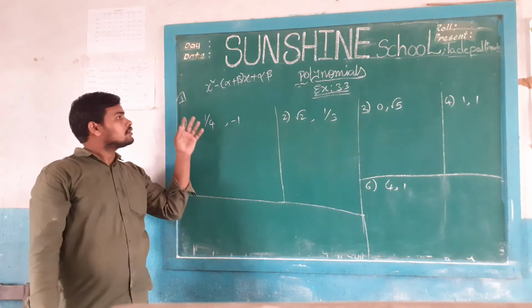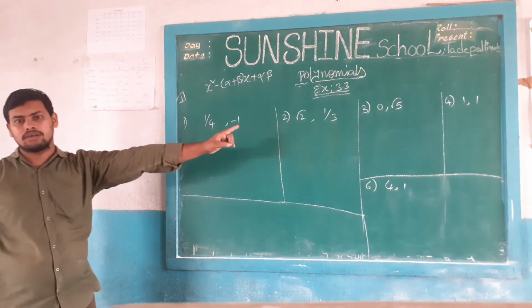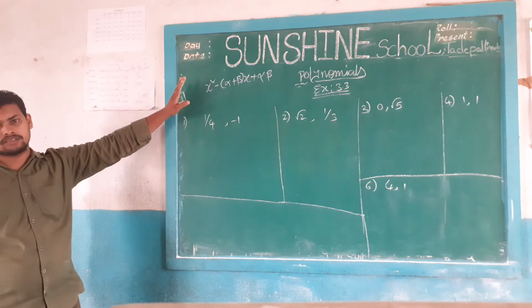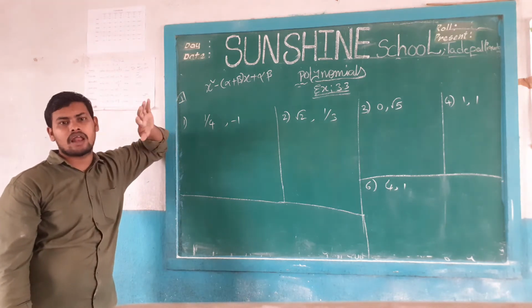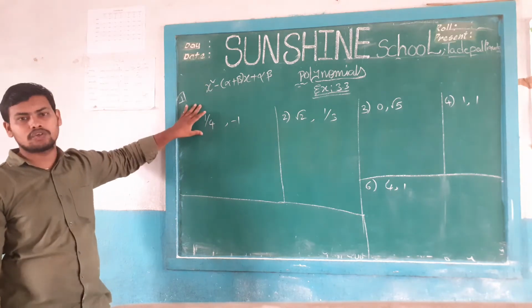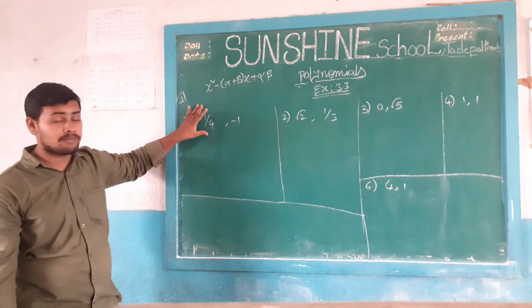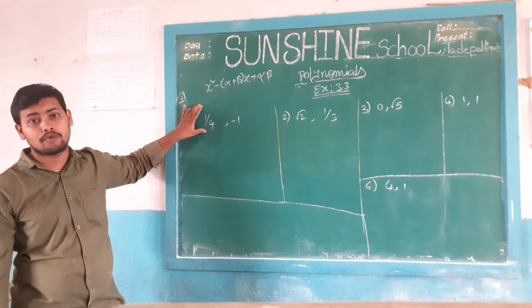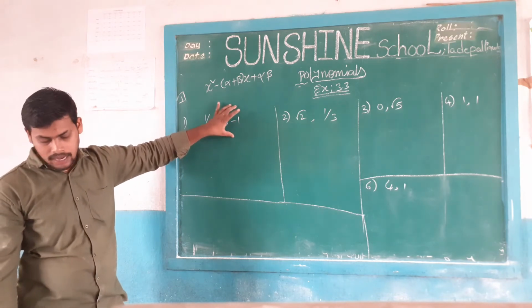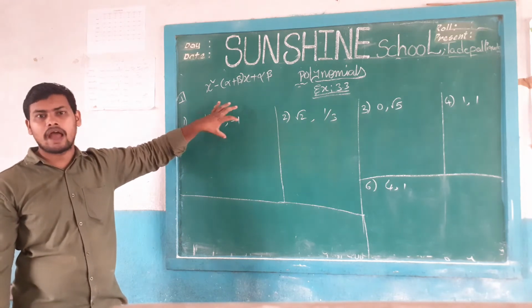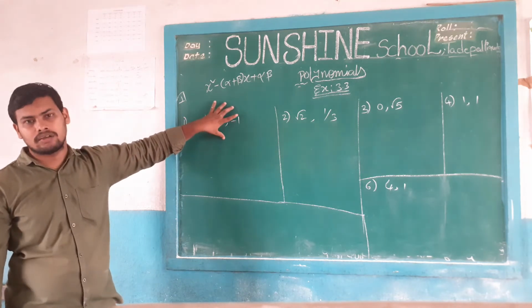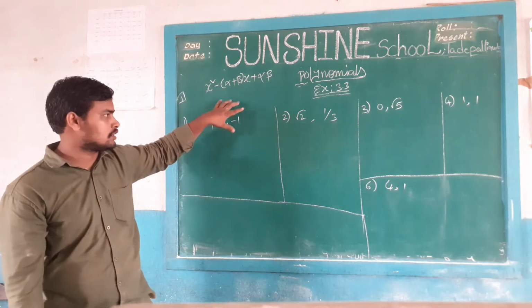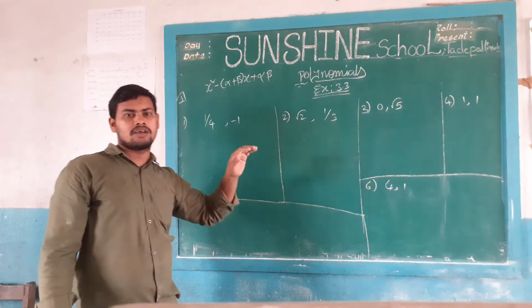Okay, second problem, exercise 3.3. Here the sum of zeros and product of zeros are already given. Sum of zeros means alpha plus beta, the value is 1 by 4. Product of zeros, the value is minus 1. So you have to generate the quadratic polynomial based on the given information. All such sums are like this.